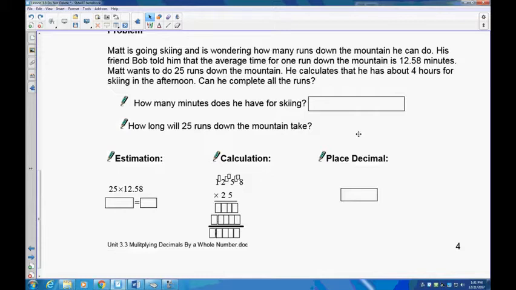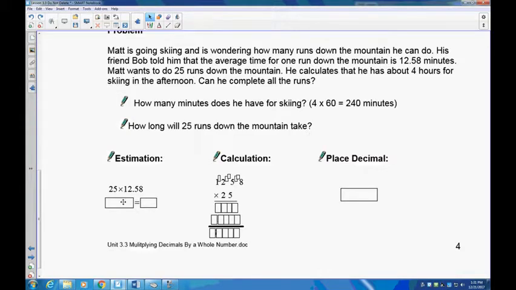Well, since this is in 12.58 minutes, it makes it easier for us to think of everything in minutes. So I'm going to convert my 4 hours into minutes. Now we know that an hour has 60 minutes in it, so 4 times 60 means that Matt's got about 240 minutes to complete his runs. So now we need to find out how long it will take for 25 runs.